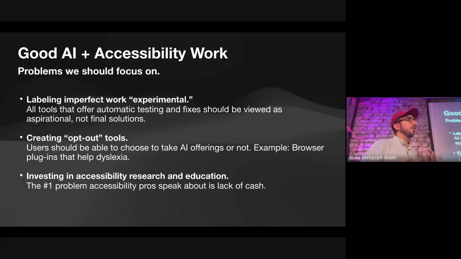So the first and foremost thing is just label them experiments. Just say this is an experimental thing. People can pay to try the experiment. That's great. But things should be labeled experimental. There's not a lot of that being done.